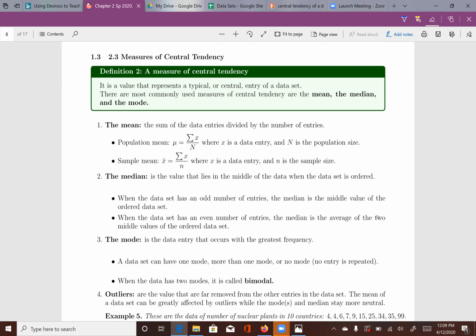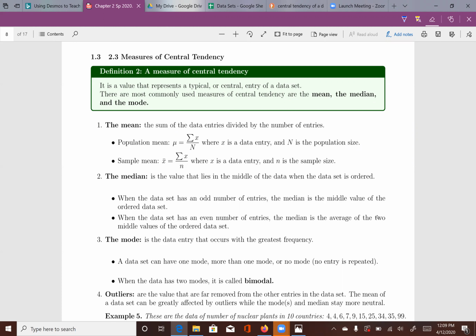Once you have collected your data, maybe the first thing that you want to look at when exploring your data set is the measure of central tendency. So what is a measure of central tendency? By definition, it is a value that represents a typical or central entry of a data set or a distribution. These values indicate where most values in the distribution fall, and are also referred to as the central location of the distribution or of a data set.